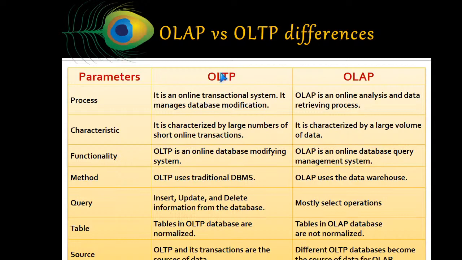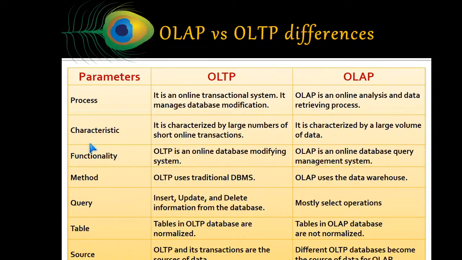Before that, we need to know why OLTP and why OLAP, because in this particular subject, our job is to study business intelligence. So we need to understand why we are concentrating on OLAP. The basic differences are listed here. OLTP is basically an online transaction system. It manages database modification. OLAP is an online analysis and data retrieving process. It doesn't modify the existing database. It just stores the data which you can use for analysis purposes.